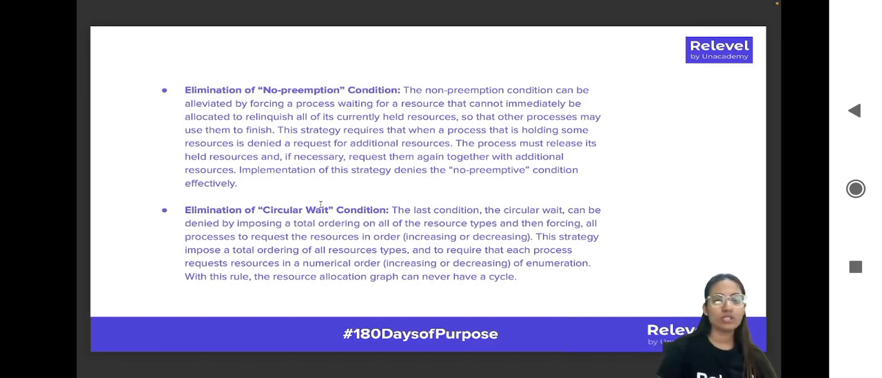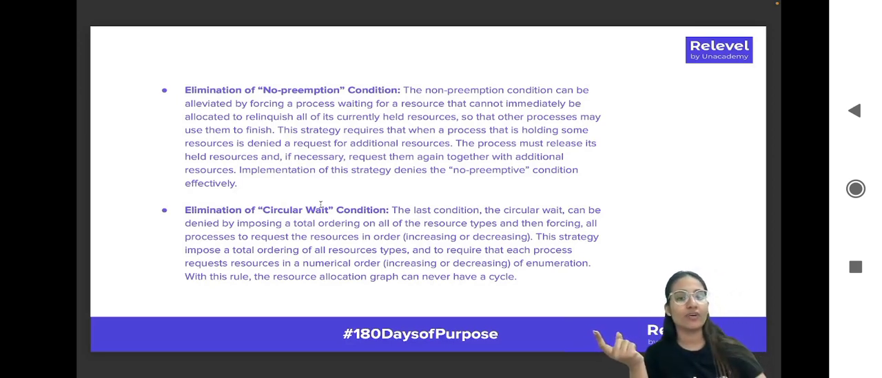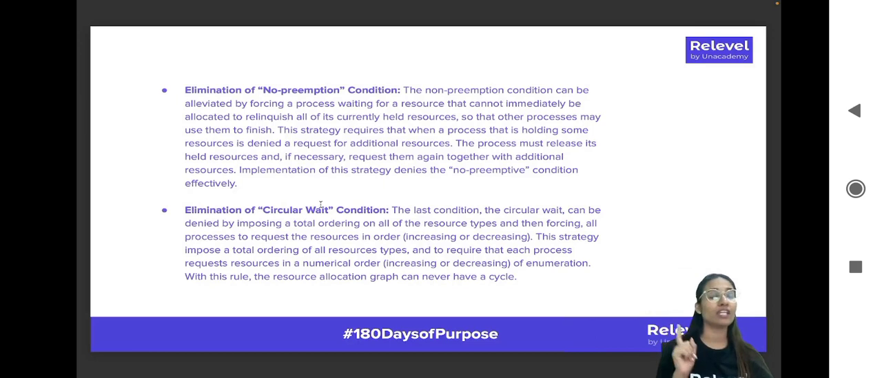So what you do is you order all the resources, you order all the processes based on some ordering. Every process can basically request resources based on that ordering, and you have to force that ordering. This strategy imposes a total ordering on all the resource types, and it requires that every process requests the resources in numerical order. With this rule, the resource allocation graph can never have a cycle.